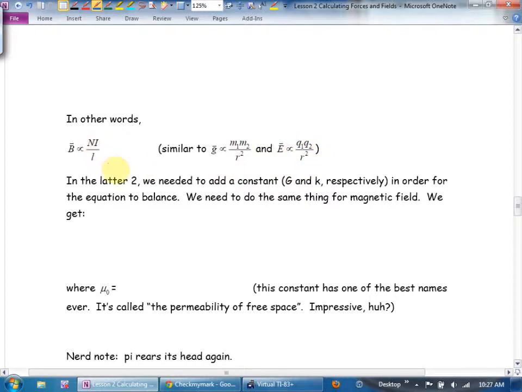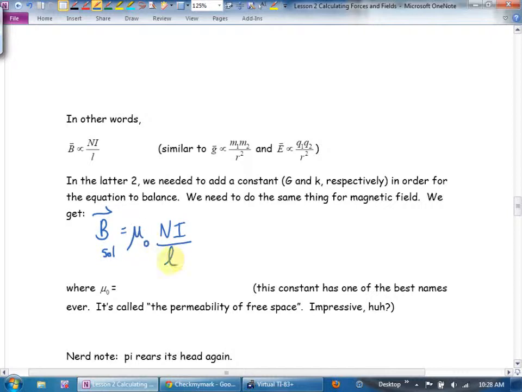Except for all of these, we needed a constant. For me to find the gravitational field, I needed the constant big G. For me to find the electric field, I needed the constant big K. For me to find the magnetic field, we get this. The magnetic field in a solenoid is equal to mu naught, mu zero, except I had a British physics teacher, so I learned to call it mu naught, and I'll always call it that in his honor. N times I over L, where mu naught is a constant.